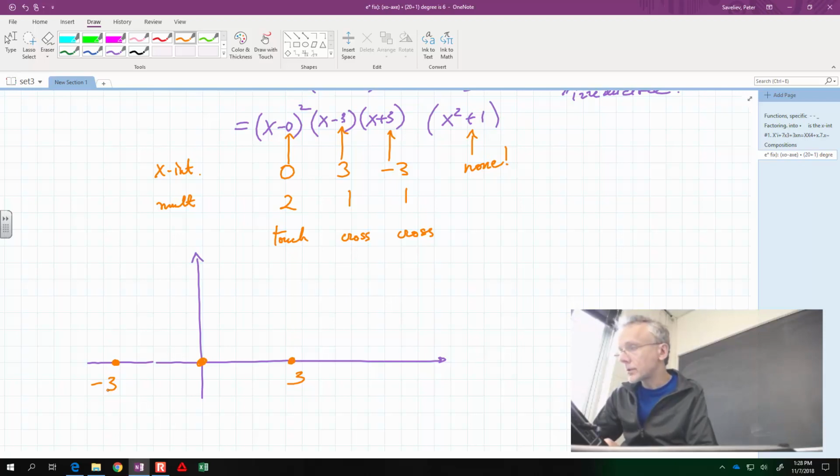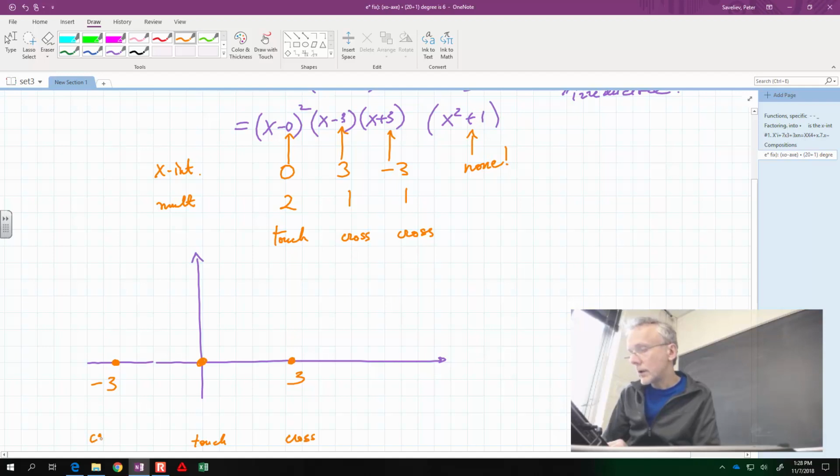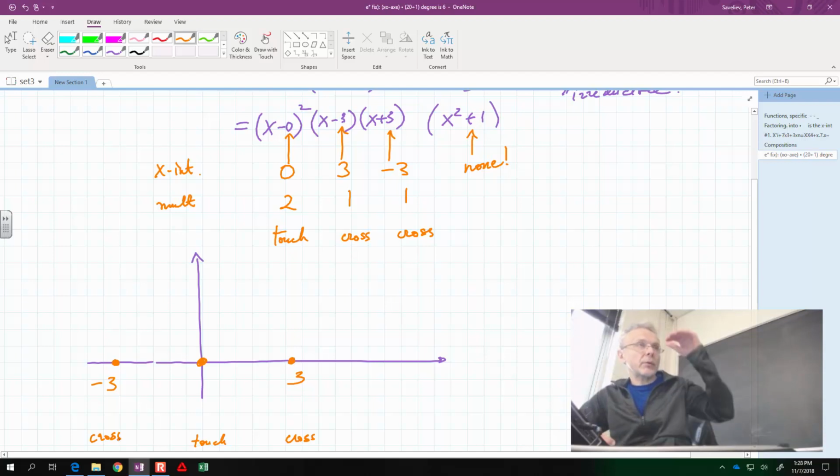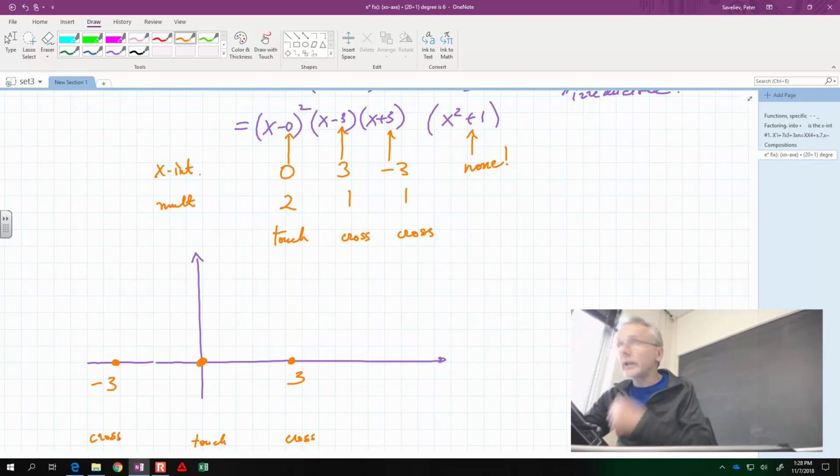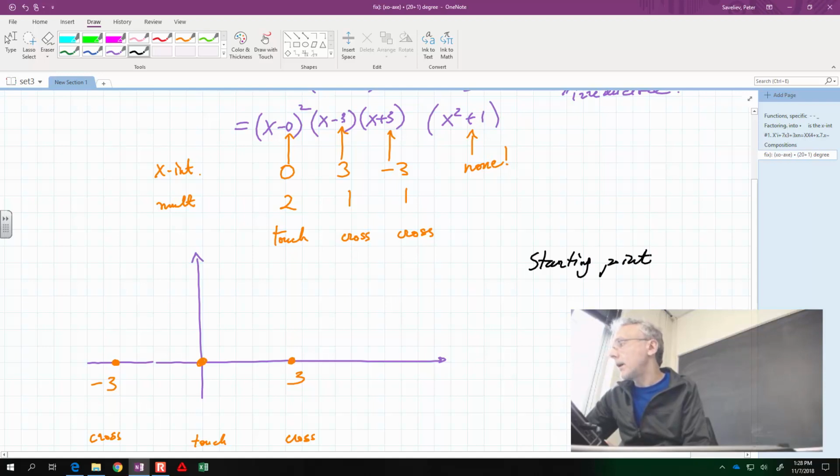The information is here. Let me repeat it. This will be touch, cross, and cross. Unfortunately, that's not enough, because we don't know if it touches from below or from above. We also don't know if it crosses down or crosses up. To find out, we need only one extra point, a starting point. In other words, 1 point other than these on the graph.